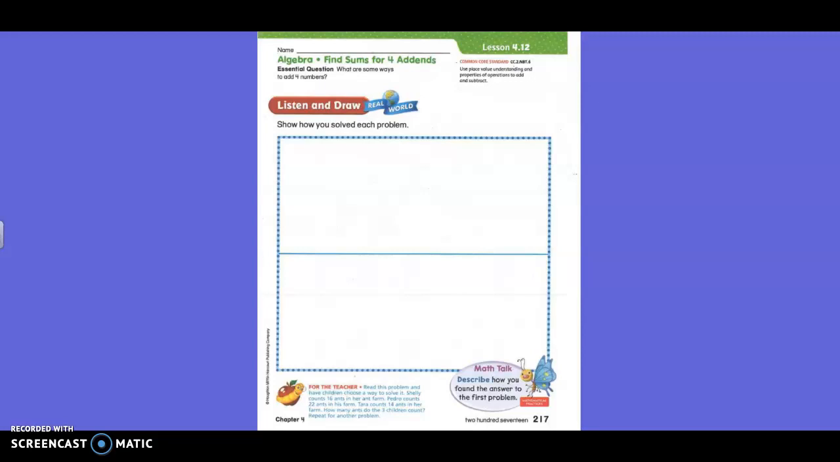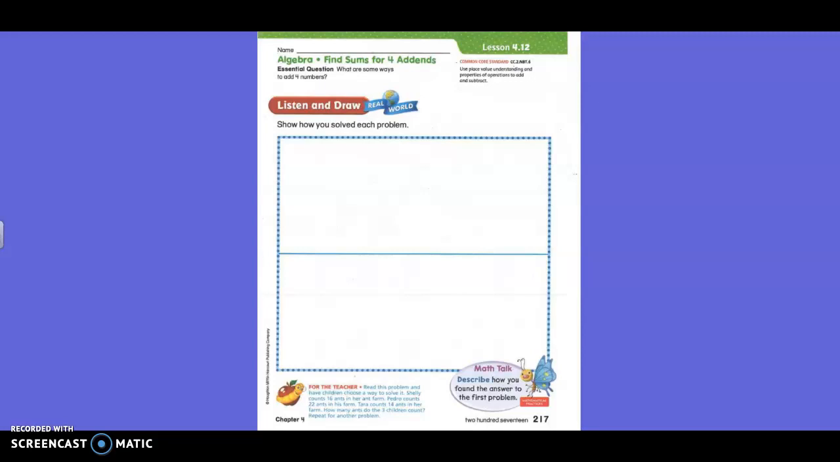Shelly counts 16 ants in her ant farm. Pedro counts 22 ants in his farm. Tara counts 14 ants in her farm. How many ants do the three children count? Okay, so what's my problem going to look like, Isaac?